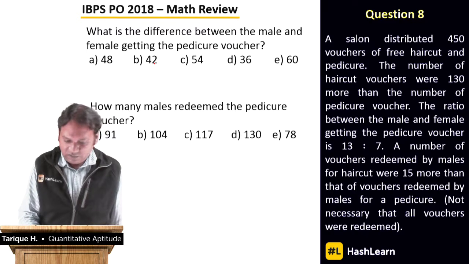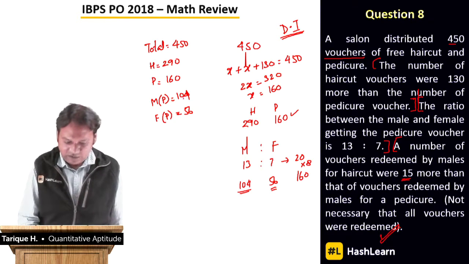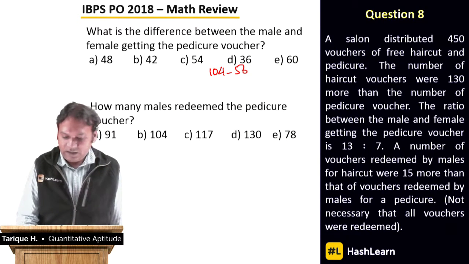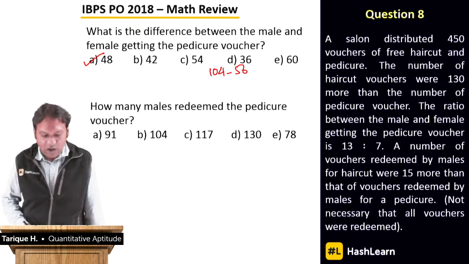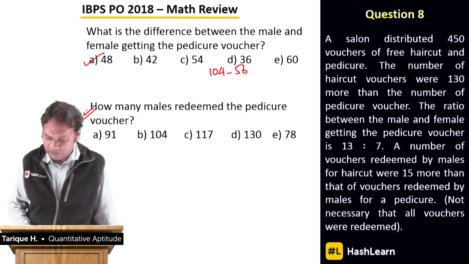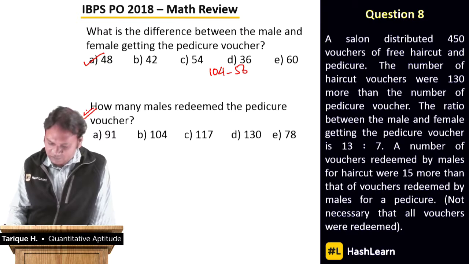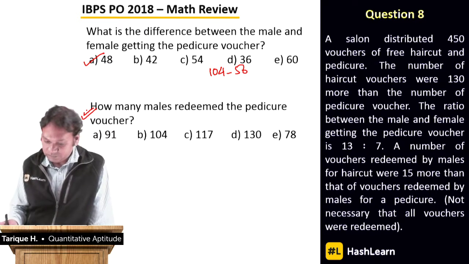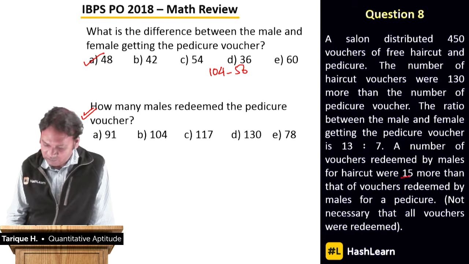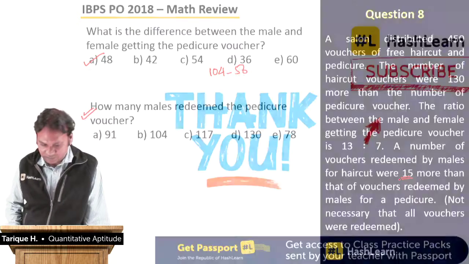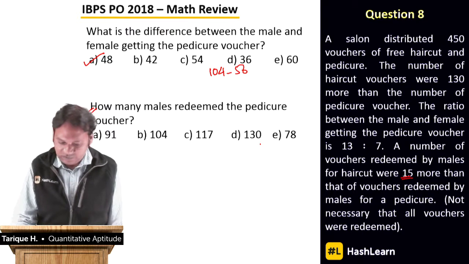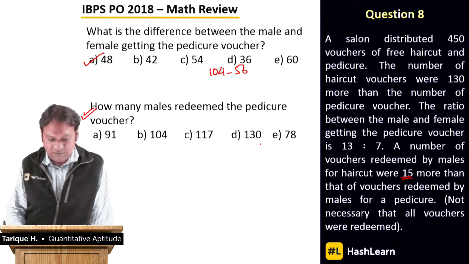This question we can easily solve because we know this from the previous slide, that 104 and 56. So we can just take the difference of 104 and 56, and that will be 44 plus 4, 48. That's answer option A. How many males redeemed the pedicure vouchers? This question right now we don't have information about, because there's no talk about redeeming of vouchers, only that males redeemed 15 more for haircut than that redeemed by males for pedicure. So this information we don't have. Either we need additional information from the question to solve it, otherwise we don't have information about the vouchers being redeemed.